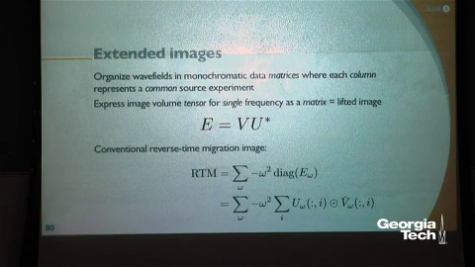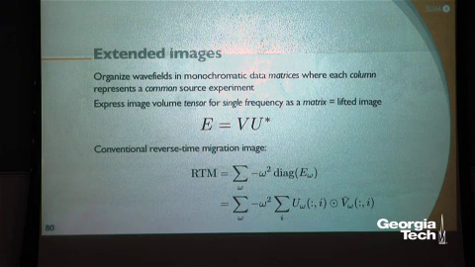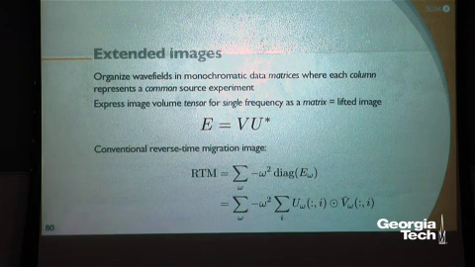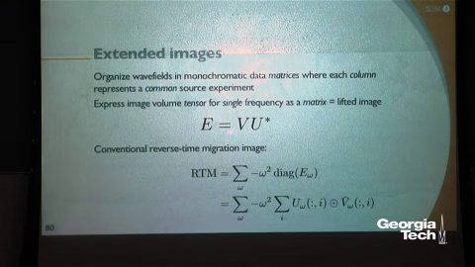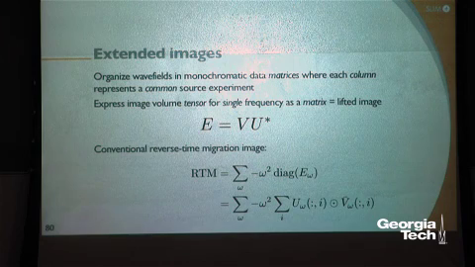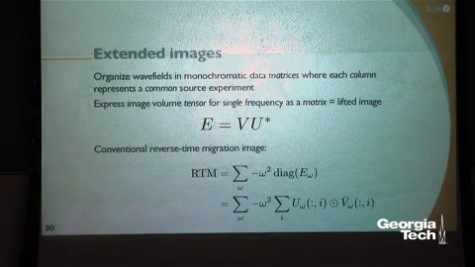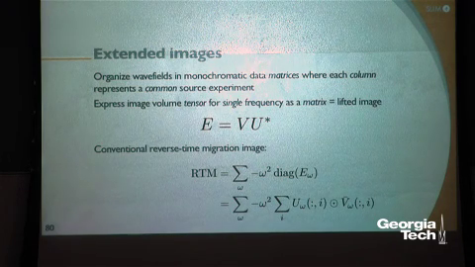Okay, so an image volume is the outer product of V and U. So that's quadratic in the size. So if V has a billion variables, then E has a billion by a billion. Right? And the different columns in V and U represent different source experiments. Because we have this for every source, we have a different one.